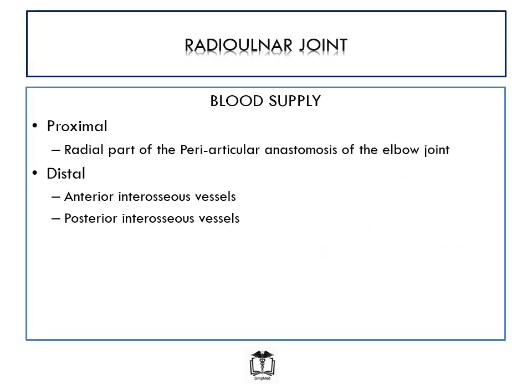For the blood supply to the radioulnar joint, the proximal radioulnar joint is supplied by the radial part of the periarticular anastomosis of vessels around the elbow joint. So arterial supply to the elbow joint, part of it is going to be extending to the radioulnar joint proximally. For the distal radioulnar joint, the vessels that tend to supply it include the anterior interosseous vessels and the posterior interosseous vessels.